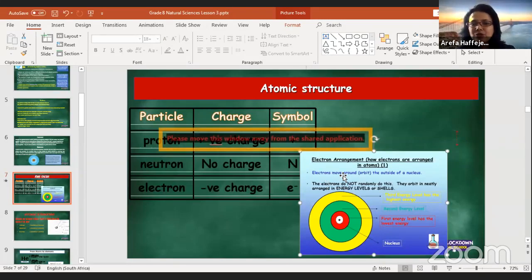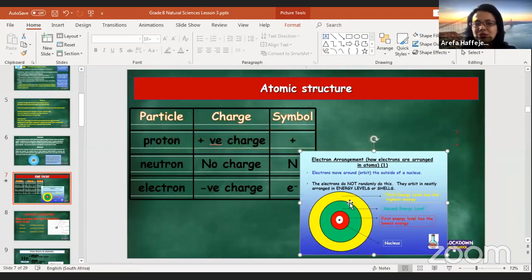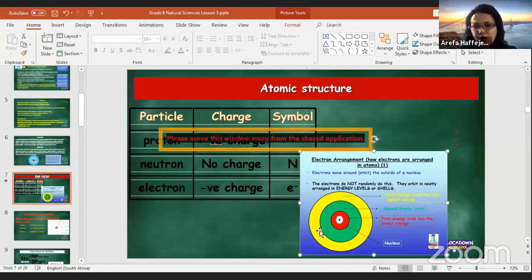So the electron arrangement, I will explain here, is how electrons are arranged in atoms. Electrons move around orbits. Move around means that it orbits. Another word for moving around a circle is to orbit. So electrons orbit around the nucleus. Now electrons do not do this randomly, as I said in the above slide. They orbit in neatly arranged energy levels or shells. Each electron which is orbiting outside orbits in different energy levels.